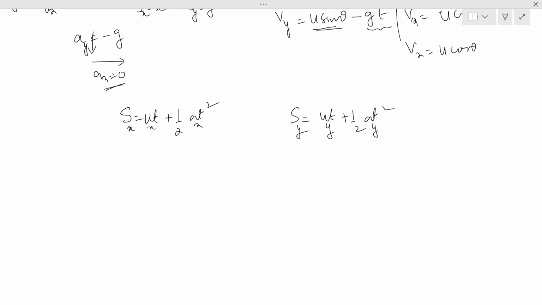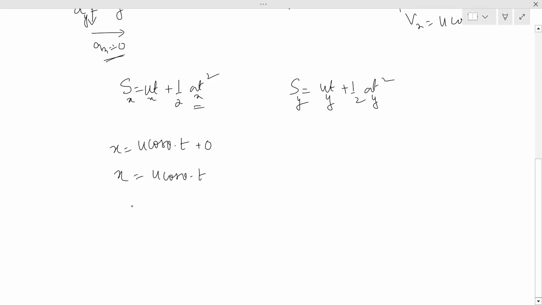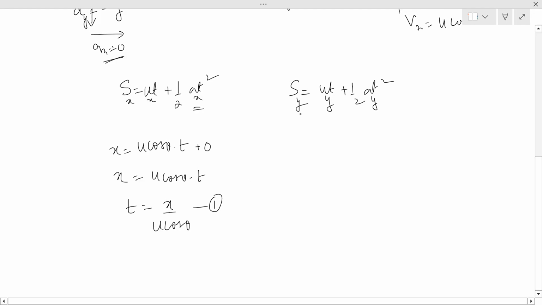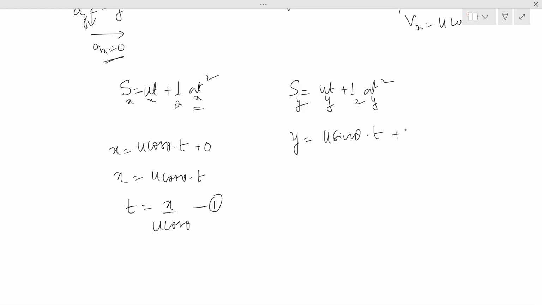So substitute that. sx is x, ux is u cos theta into t. ax is 0, so the remaining term is 0. So x equals u cos theta into t, and the time is t equals x by u cos theta. Take it as equation 1. Here sy is y, uy is u sin theta, time is t, plus half acceleration along the y-axis, which is minus g, into t square.